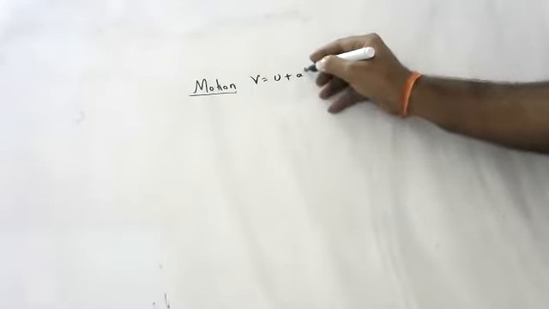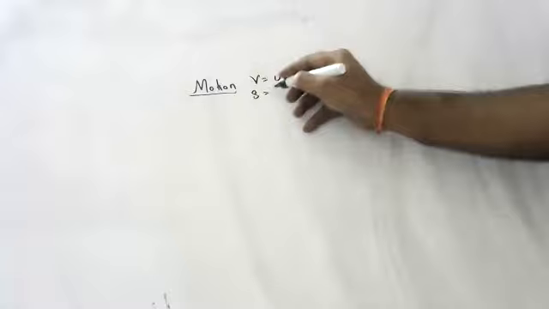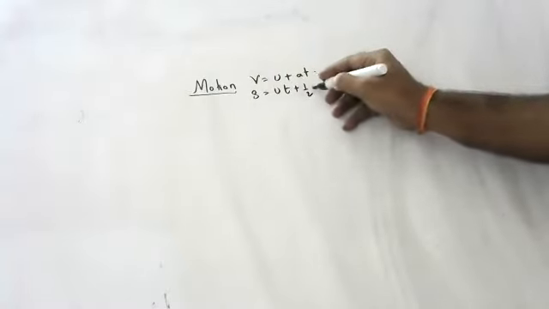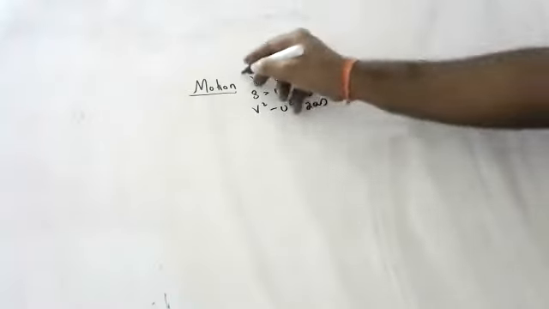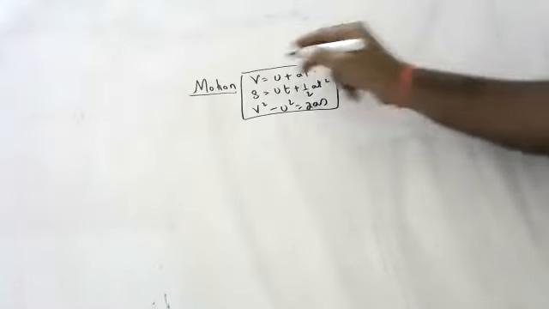V is equal to U plus at. The second equation of motion is S is equal to ut plus half at square. And the third is V square minus U square is equal to 2as. That's all, children. Only these three formulas we have.